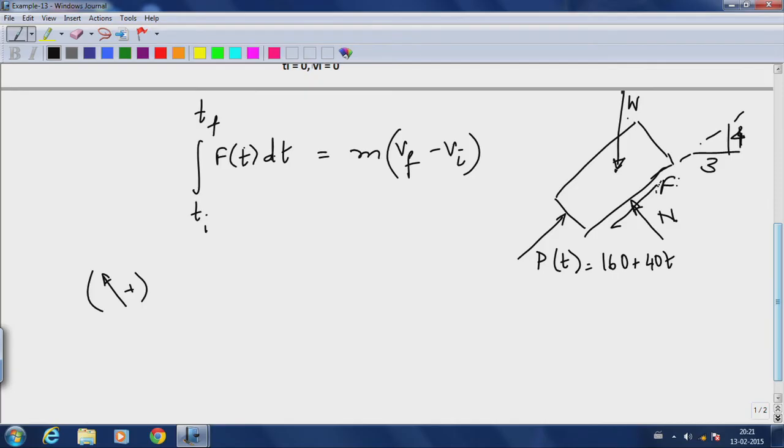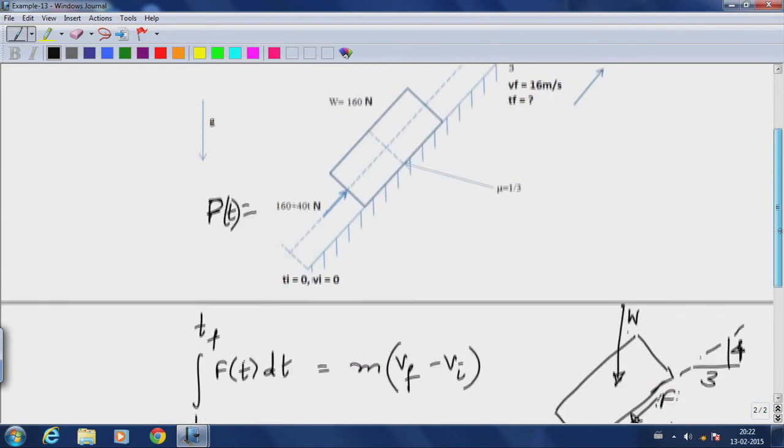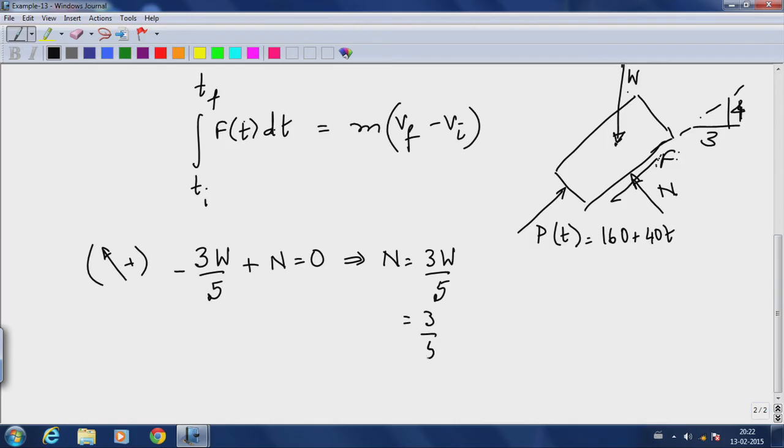Taking all perpendicular forces 0, what we find is that 3W over 5 minus plus N equals 0, which says N equals 3W over 5. W itself is 160 newtons. So, N has a magnitude of 96 newtons.